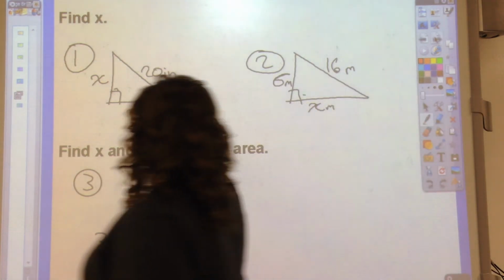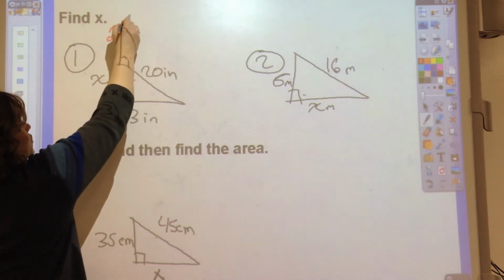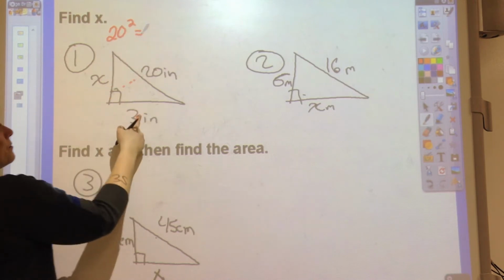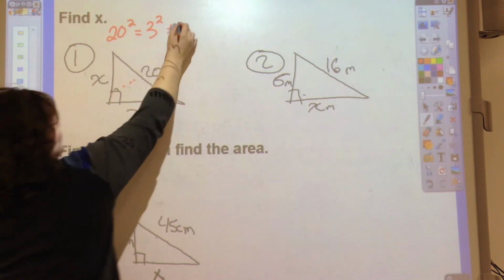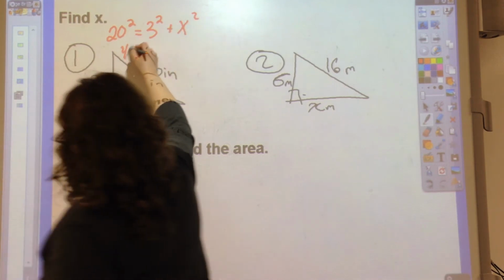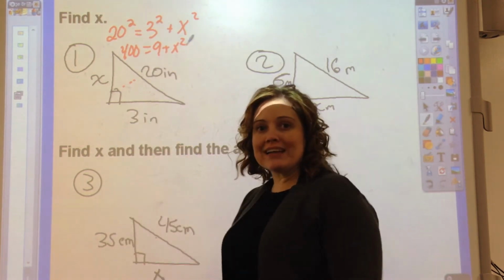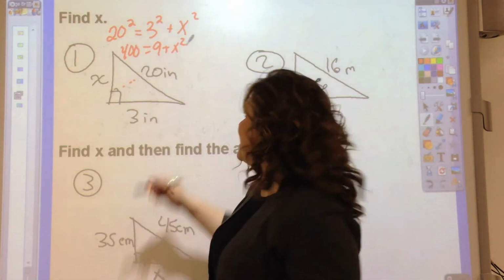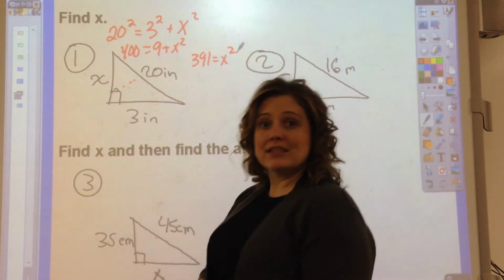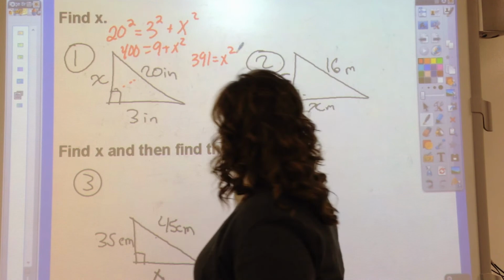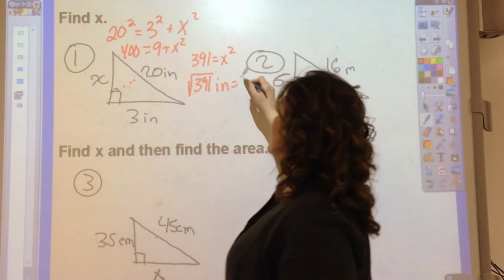All right, here if I want to find x, your hypotenuse is 20. So you have 20 squared equals, my a value is 3, and my b value is x. I get 400 equals 9 plus x squared. When I subtract 9 on both sides, I get 391. Square root both sides, get 2 answers, but only take the positive one into consideration because we are dealing with distance.